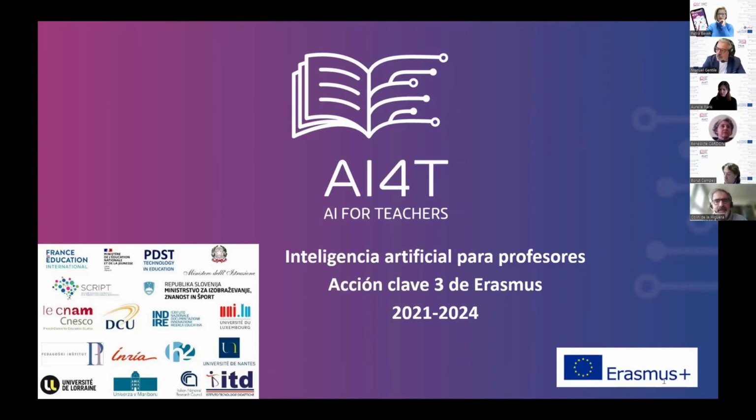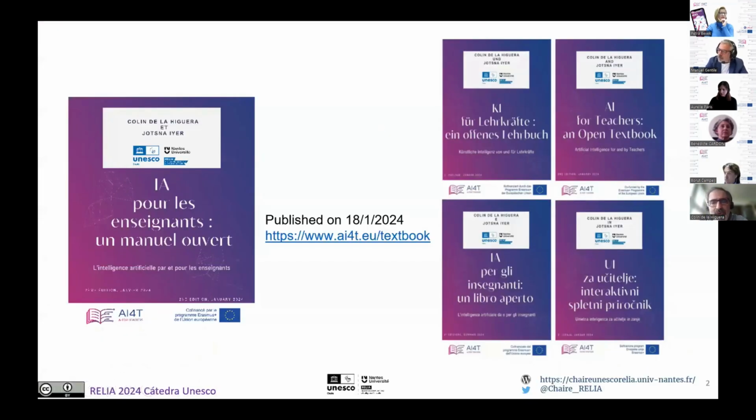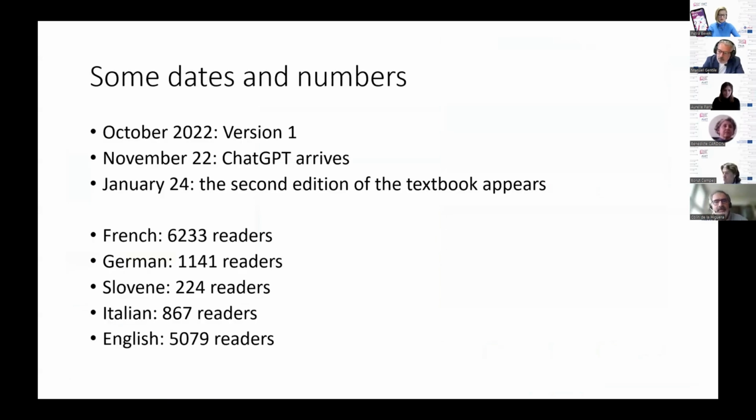So let's see if something happens when I move things about. So this is what the textbook looks like. It was published in its second edition on the 18th of January this year. It was simultaneously published in 5 languages, and it is open. Open means that you can find it on an open platform, which is just the AI4T platform, which then will bring you to an editing platform. And you can pick it up, read it online, or pick up a PDF or an EPUB version in order to work offline.